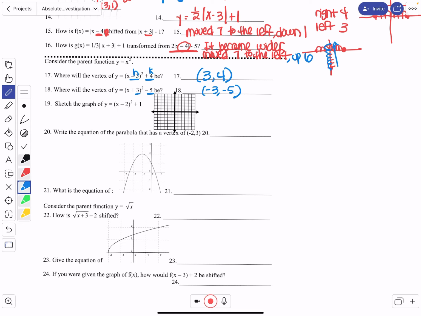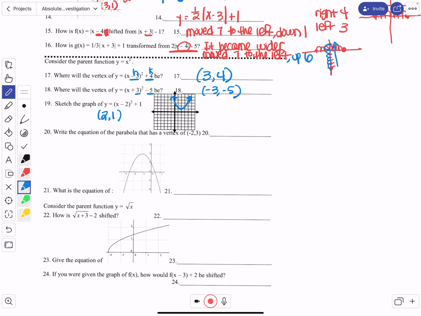Okay. On 19, sketch the graph of y equals x minus 2 squared plus 1. So our vertex is going to be at 2, 1. So here's my vertex. And remember, this is a parabola.